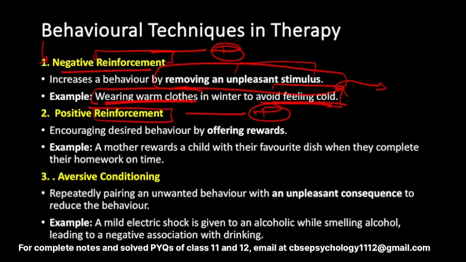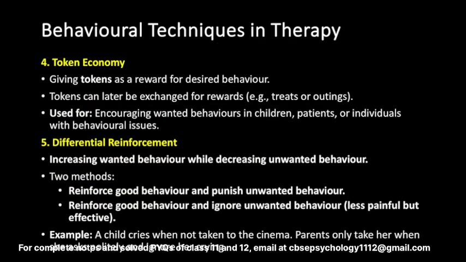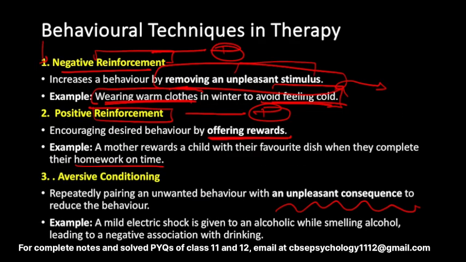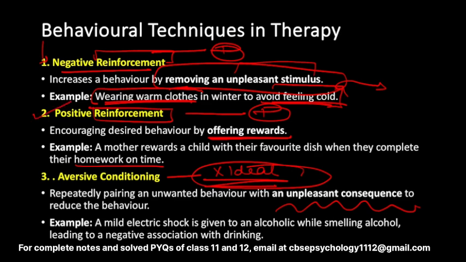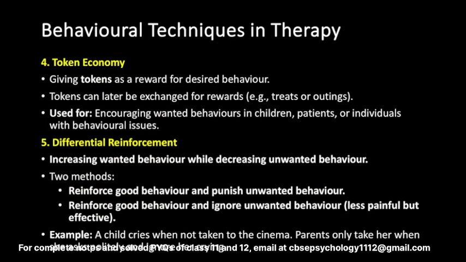Then positive reinforcement is encouraging desired behavior by offering rewards. For example, a mother rewards a child with their favorite dish when they complete their homework on time. Then aversive conditioning or punishment, where there are unpleasant consequences for a behavior, which is not an ideal method, as it is seen that with aversive conditioning, with time the results are not as good as other techniques, for example positive reinforcement and token economy.